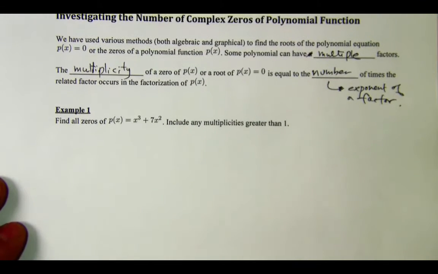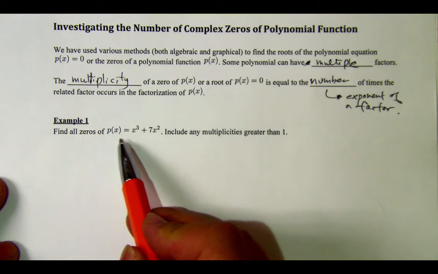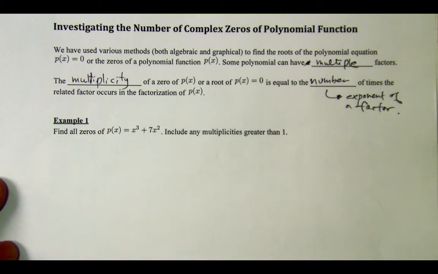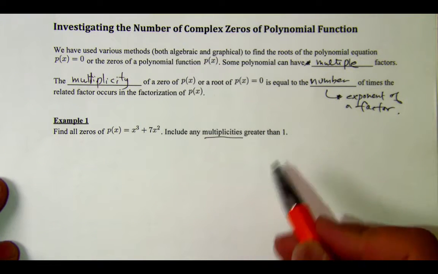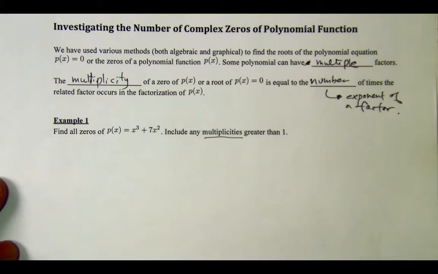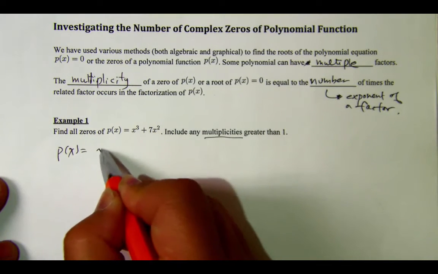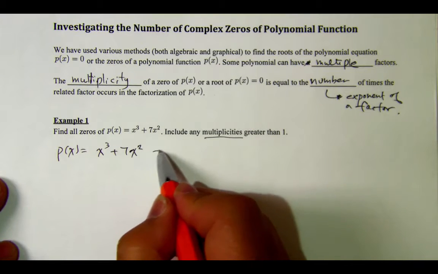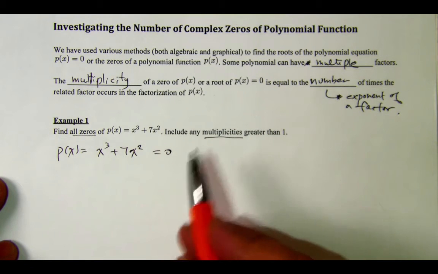Example 1. Find all zeros of p of x when p of x is equal to x cubed plus 7x squared. We need to include any multiplicities greater than 1. So once you factor them, when the exponent is bigger than 1, we need to make a special mention of that. So p of x is x cubed plus 7x squared. We need to set it equal to 0. That's how you find the zeros, right? Setting the polynomial equal to 0.